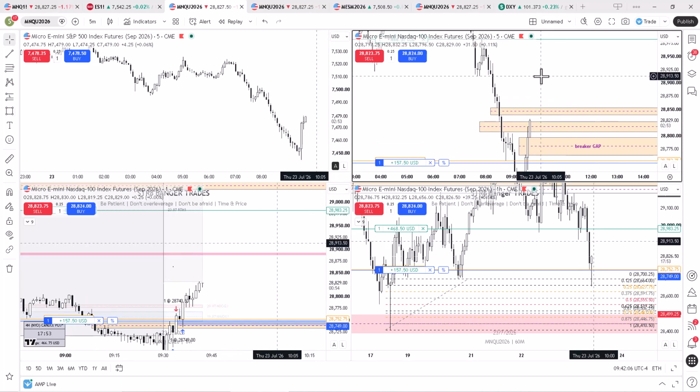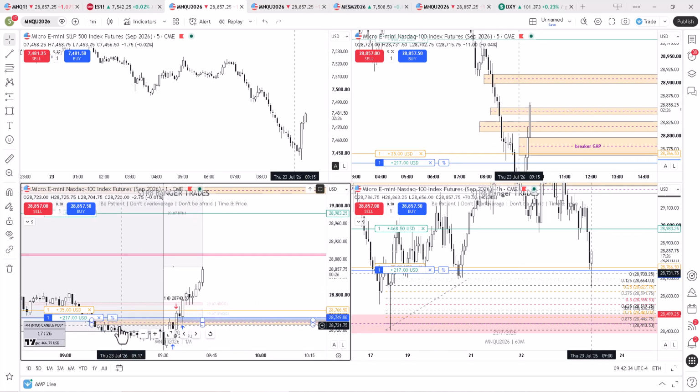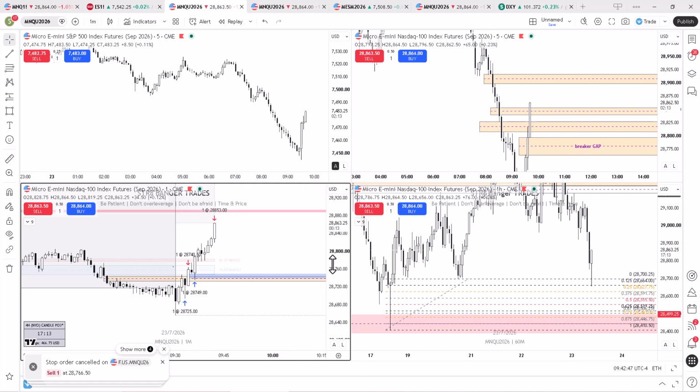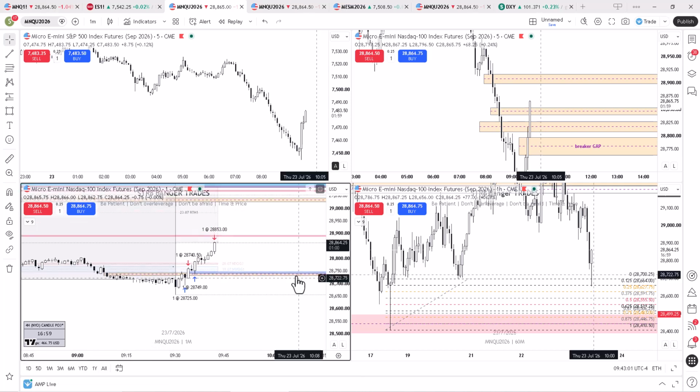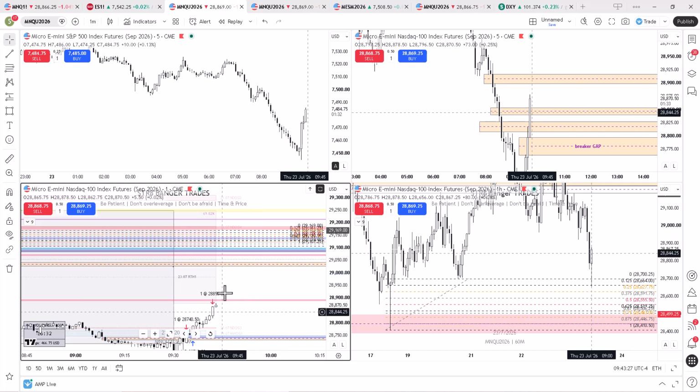These are all the PD arrays that I want to see it go through in this one candle, but it didn't do that. And I did close my trade at $200 in profit. I started with $400 in this account, and now I'm at 840.